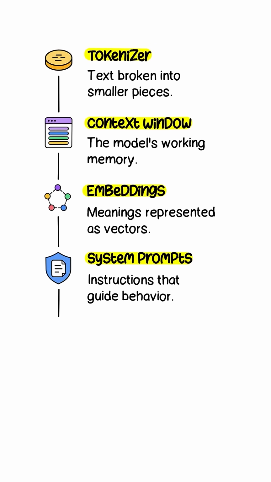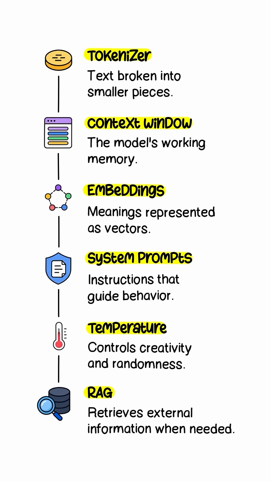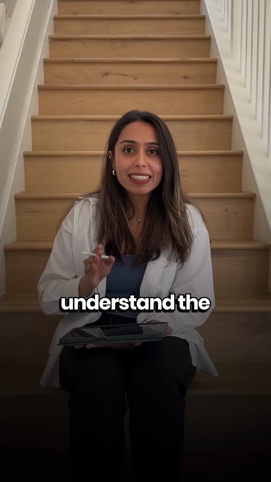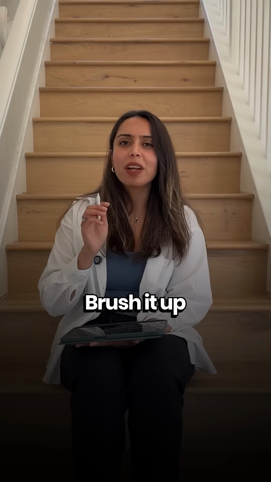So here's the full flow. This is not an exhaustive list. There are more concepts you need to know, but hope this helped you understand the 6 knobs that work with LLMs. Brush it up before your next round.